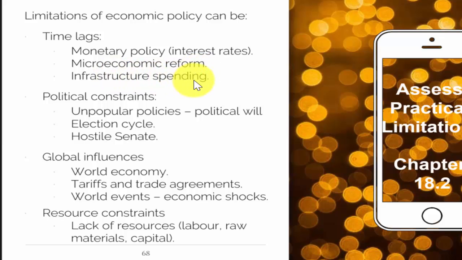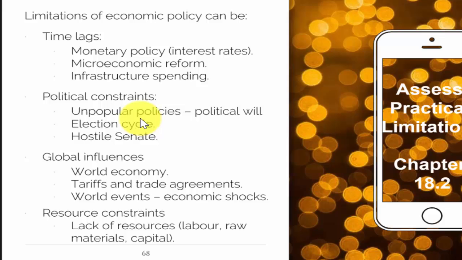And infrastructure spending, if we're going to address the traffic problems in Melbourne and Sydney, and they're going to say, okay, we're going to build a new train line or whatever the case may be, that can also be a matter of a number of years, sometimes up to 10 or more. Political constraints.